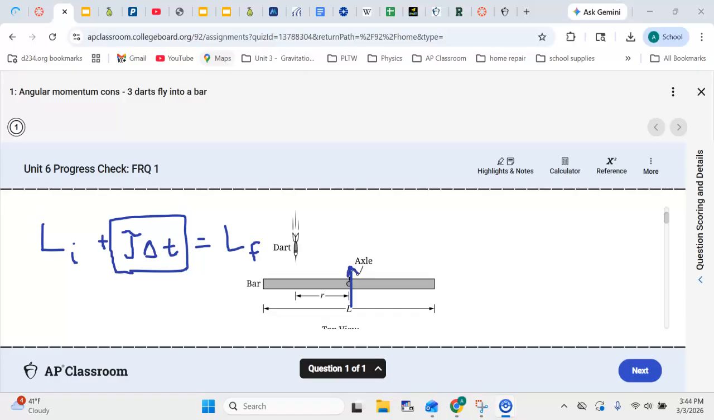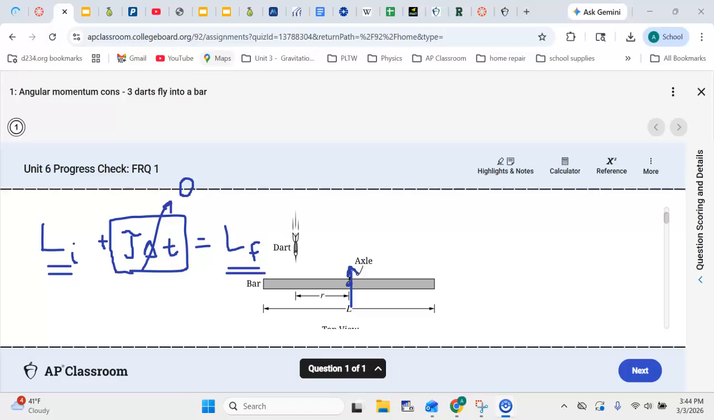But that does not provide a torque because it is at the point of rotation. So it turns out there is no external force that creates a torque. There's an external force, which is the axle, but it does not create a torque because it passes right through the center, so the distance r is essentially 0. So the initial angular momentum of the dart should be equal to the final angular momentum of the system.